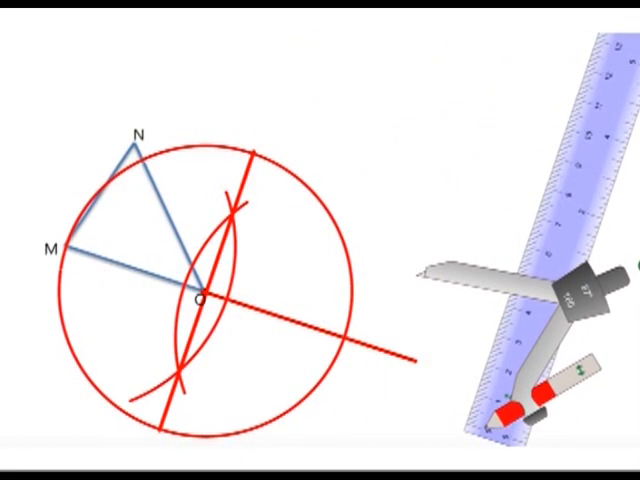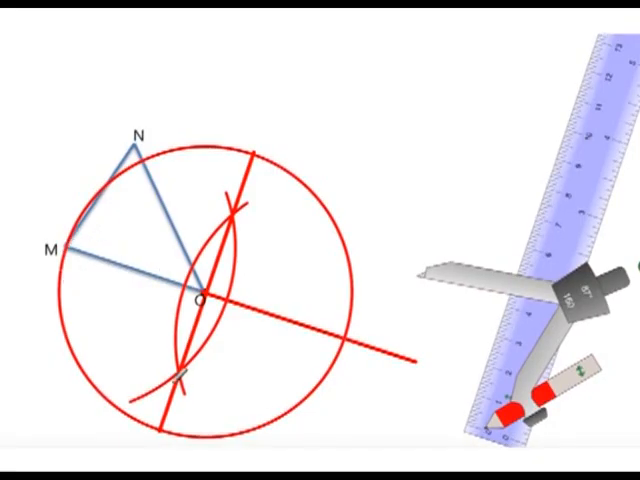The rotation is 90 degrees. So this way was anti-clockwise. This way is clockwise. This point will come here. So M prime is there.